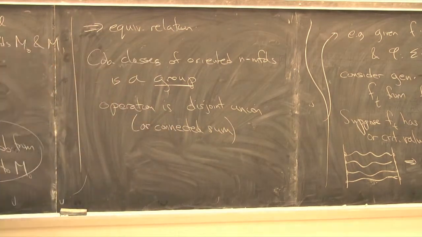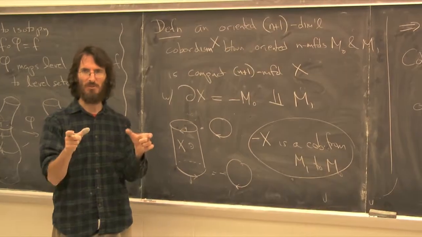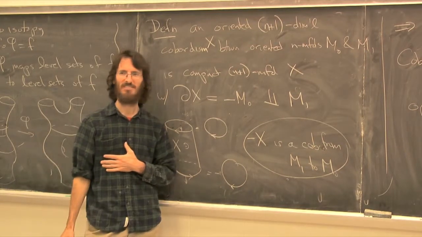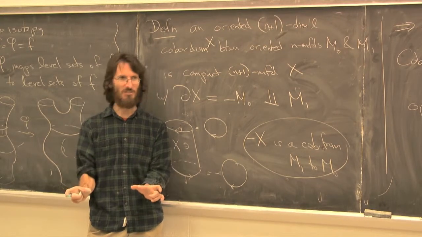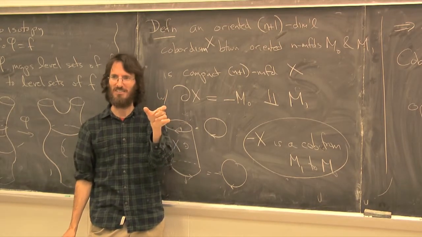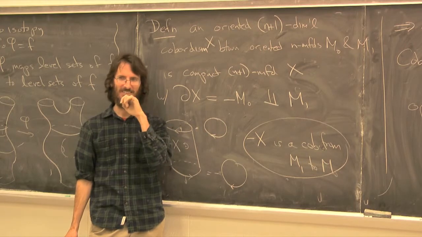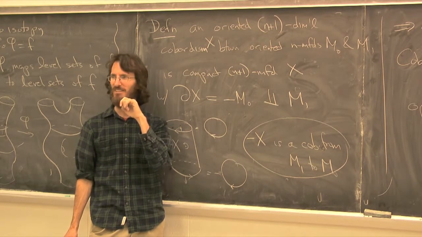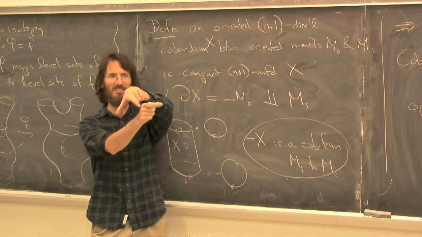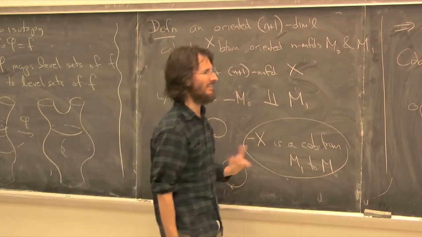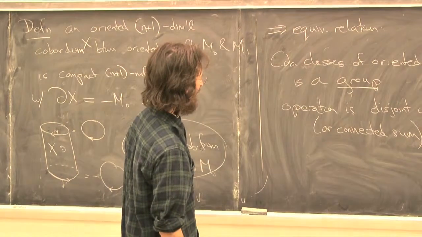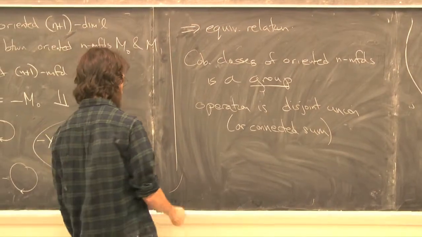When I say or connected sum, what I mean is, if you take the disjoint union of two manifolds, that's cobordant to the connected sum. What's the cobordism? The cobordism is attaching what kind of handle? A one handle, right? Because a one handle glues a ball in one thing to a ball in the other. So the cobordism is attaching a single one handle.